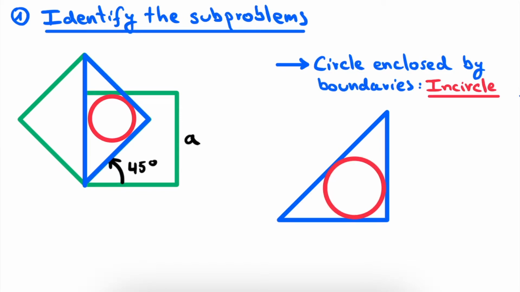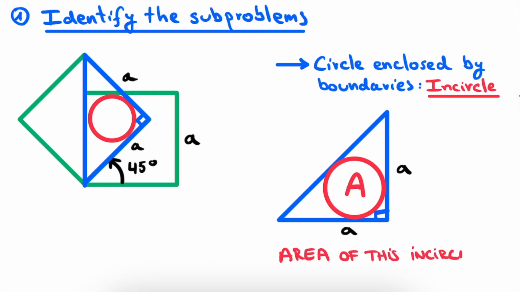Now we immediately see that what makes this triangle even more to our advantage is that it is a right-angled triangle, because two of its sides are the sides of the square in which we were working. And because of this, we also know that the two sides of this triangle are also of length a, simply the sides of the original square. And doing this, we have found our first subproblem, namely finding the area of the incircle of a right-angled triangle with the right-angled sides of length a.